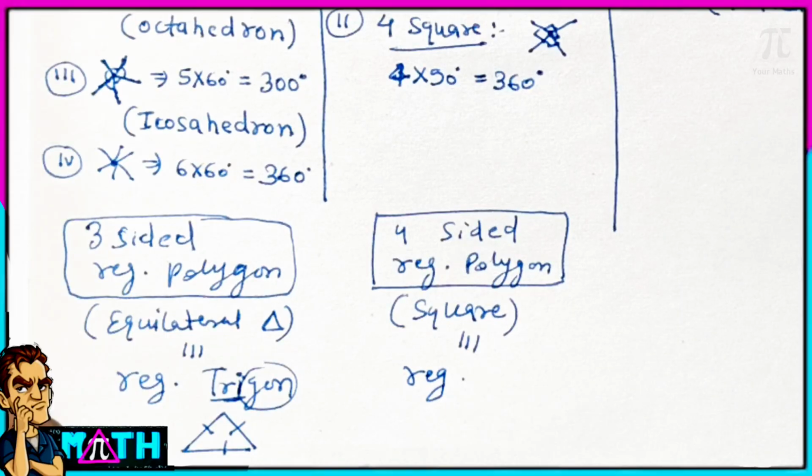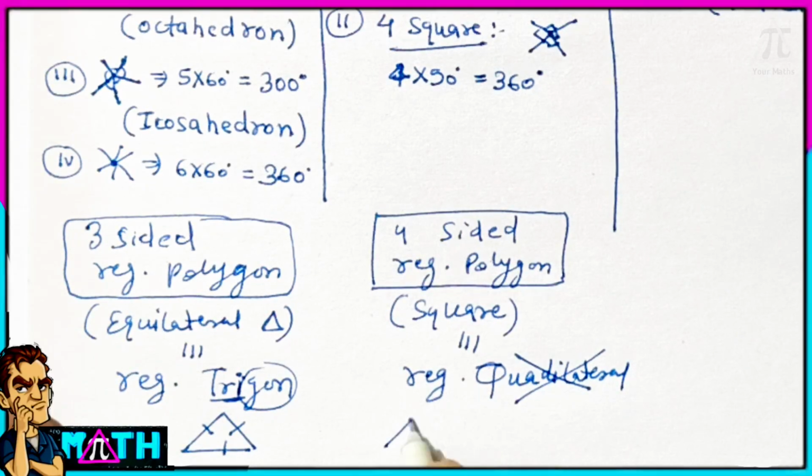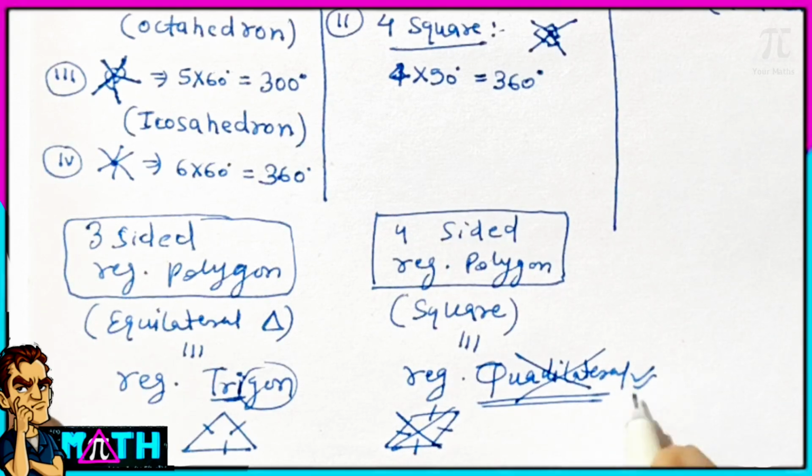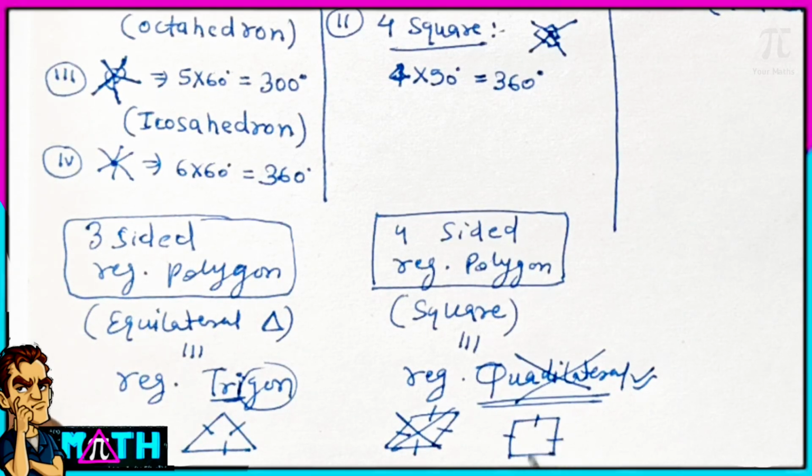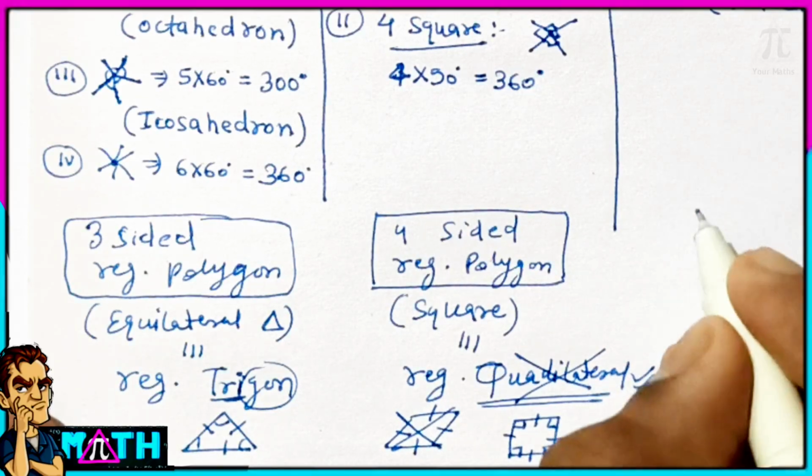It is a regular quadrilateral. Now you might think a regular quadrilateral can be a rhombus as well. But no, the square is the right figure, because all the angles must be equal as well, so each must be 90 degrees. So it must be a square.